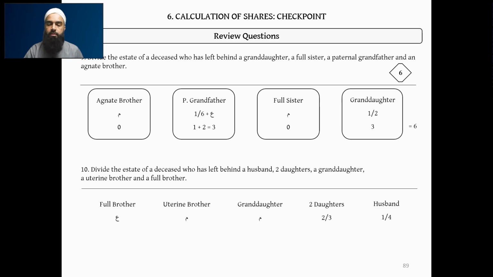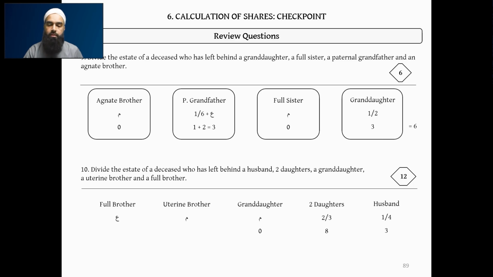So we see that in terms of fractions, there is a quarter, which is from group 1, but there's also 2/3, which is from group 2. So we ignore the 2/3, we go to the quarter, we see the 4, we multiply it by 3, which gives us our divisor 12. So the husband gets a quarter of 12, which is 3. The 2 daughters receive 2/3 of the 12, which is 8.